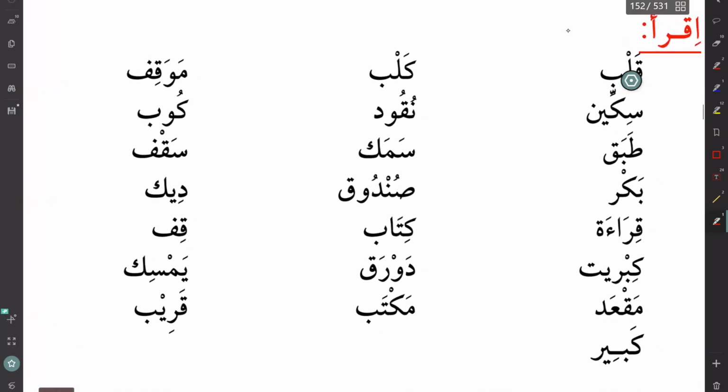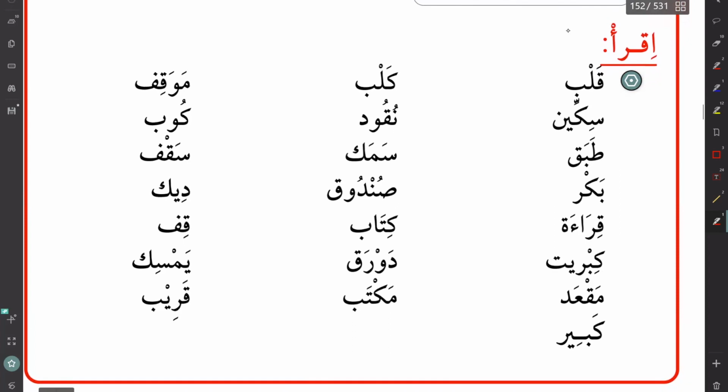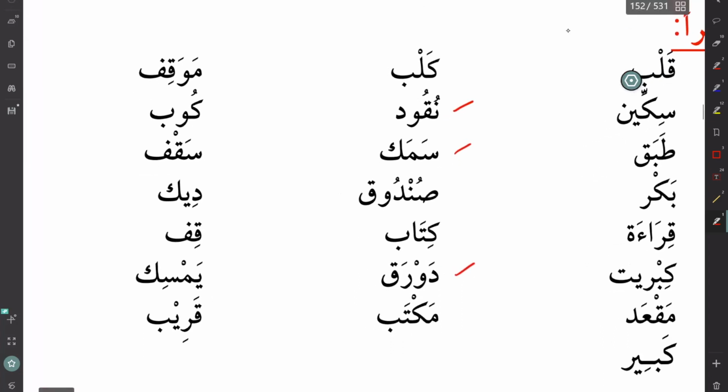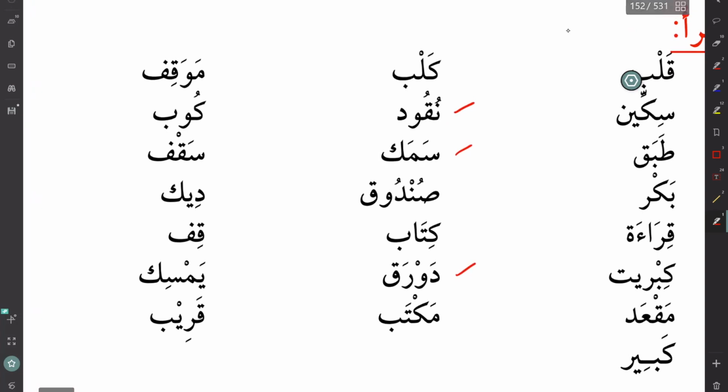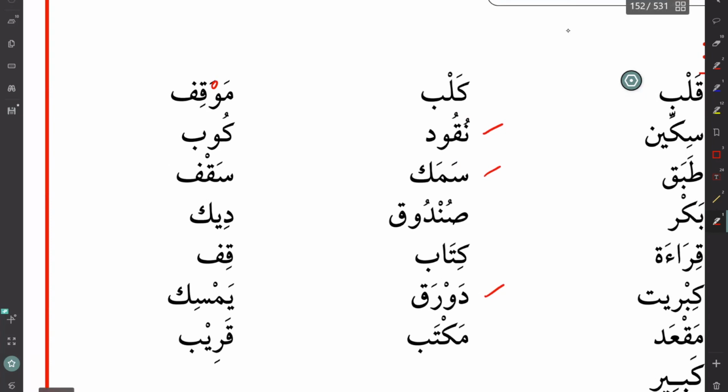I'm trying to see if they want us to do something else. I think we have seen all of them. Nukud is money, samak is fish. Okay. Dawrak. Remember dawrak? Dawrak is a jug or jar, right? It can also mean like flask, something like that. We had this word before. It's not mawaqif, it's mawqif.